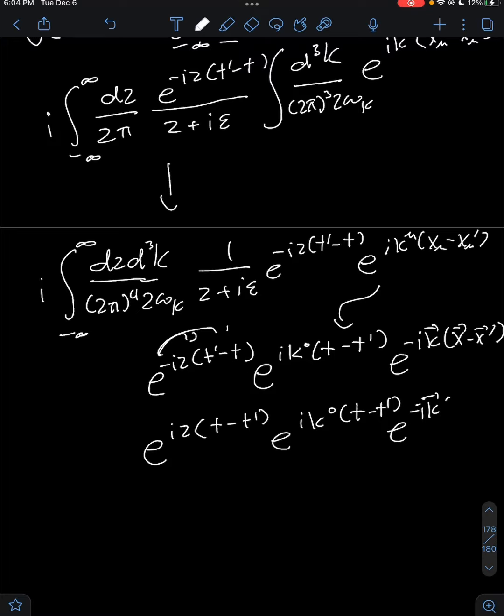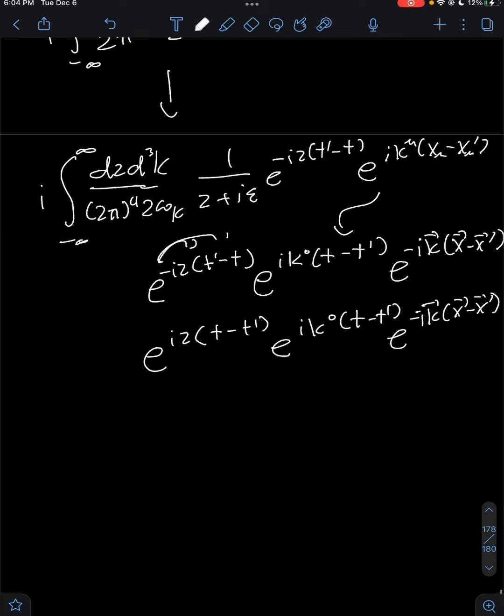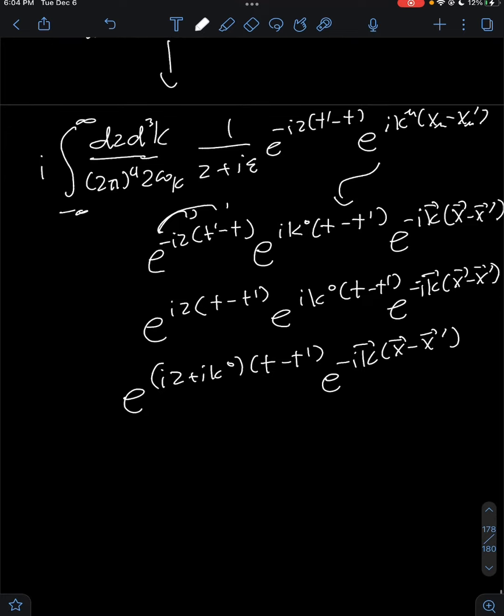So since it's in the same order, it's going to be pretty straightforward on what to do to factor them. That's just going to give us e to the i z plus i k naught times t minus t prime, e to the minus i 3-vector k times x minus x prime. We can factor out the i from there. You get z plus k naught times t minus t prime, e to the minus i k x minus x prime.